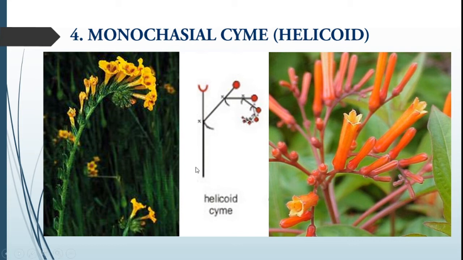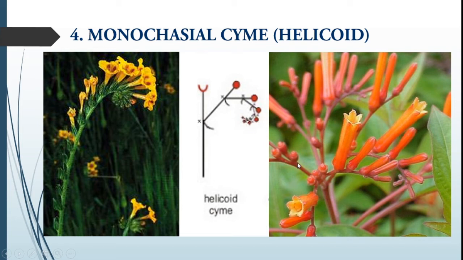Here we can see just a slight difference from the scorpioid cyme. That is, the main peduncle ends in a flower. Branching takes place from the right side. Second branching takes place again from the right side. Third branch from the right side. Fourth from right. Fifth from right side. That is, the successive branching takes place from only 1 side. In scorpioid cyme, it takes place alternately from right and left, but here the branching takes place from only 1 side.